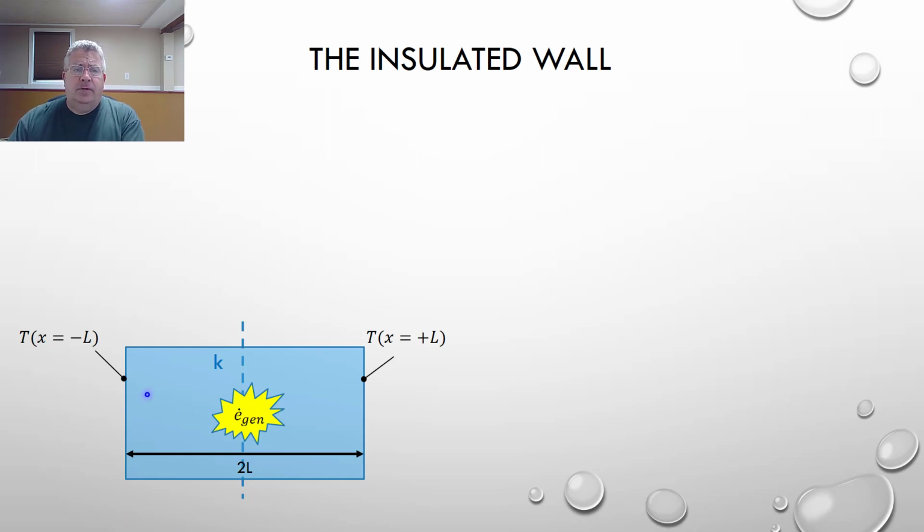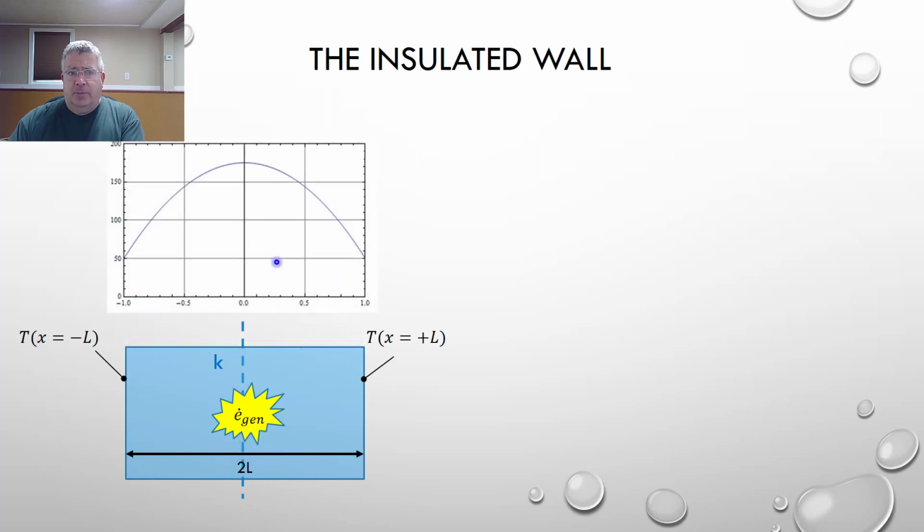So here's just a better picture. I'm a little squatter, but at least I have my 2L in here and I'm marking where the midline is. And again, this is the type of plot that we had.